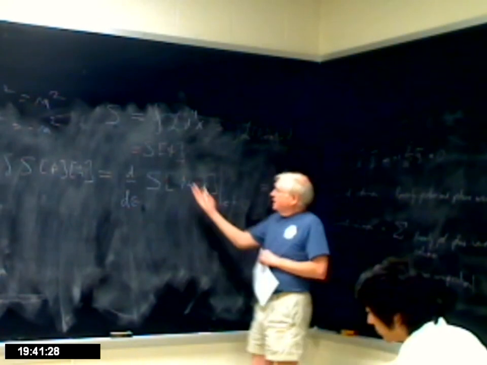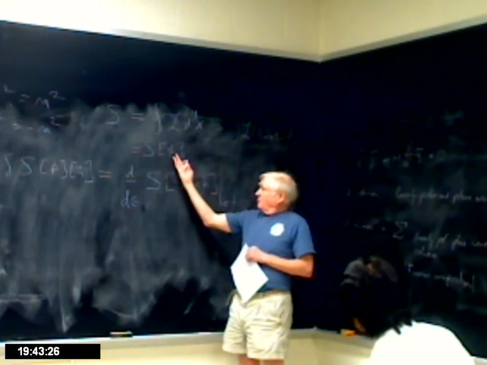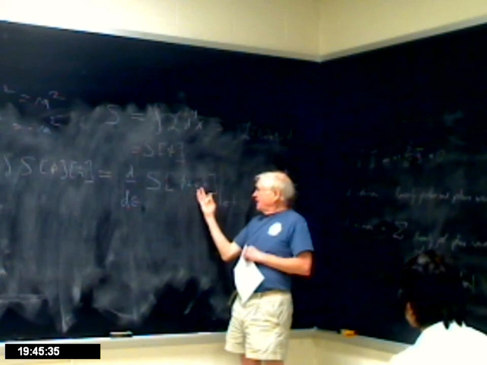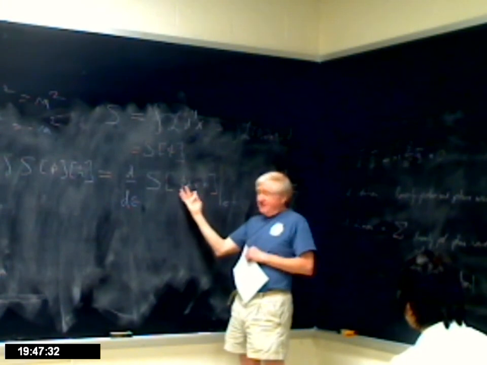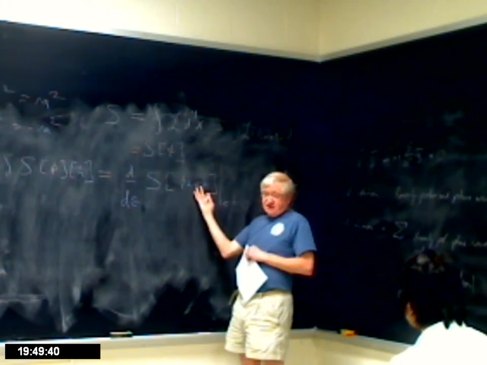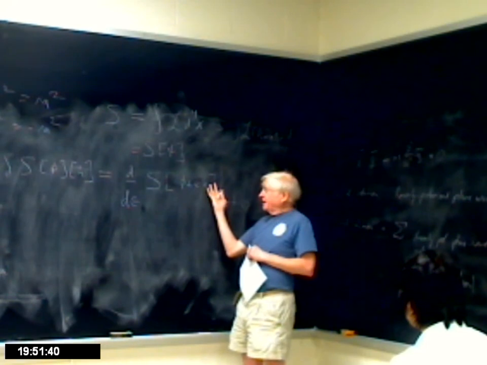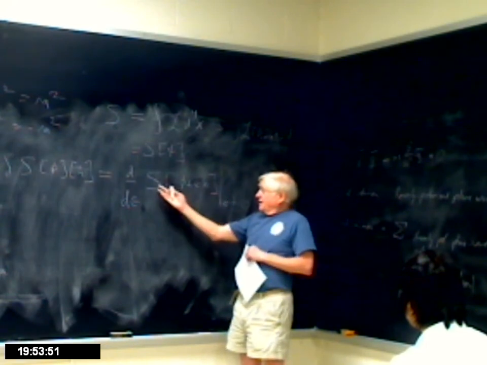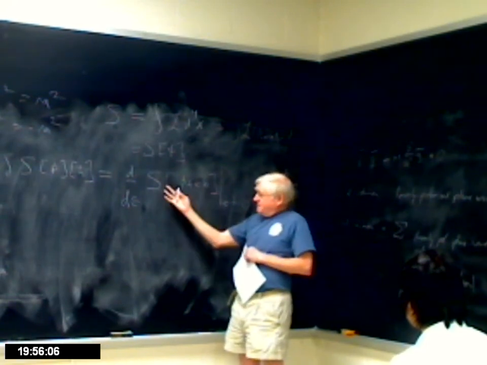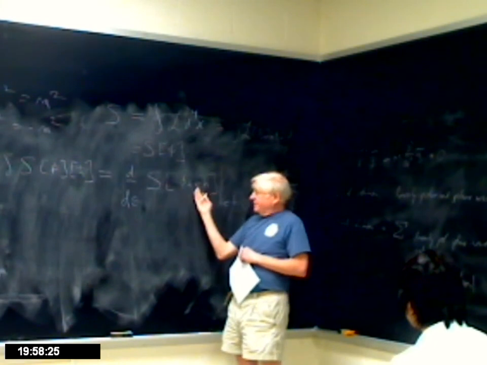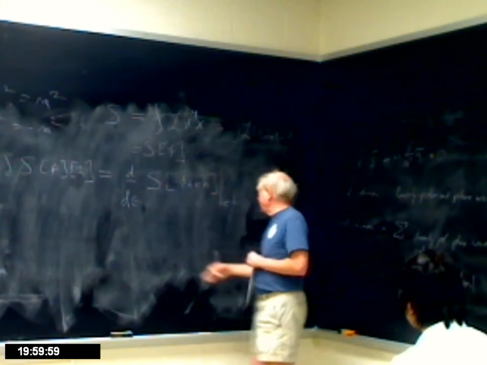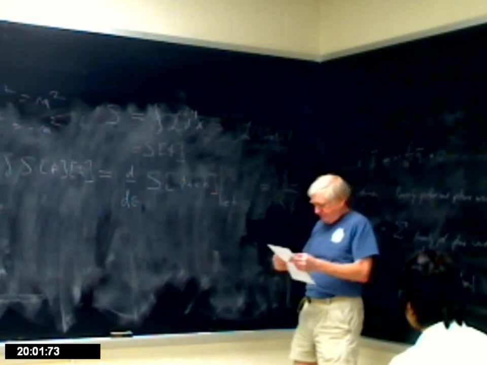In other words, when you have a functional of phi, you change phi by adding to the field phi of x, epsilon, a small number, times h of x. S, the functional, will map that into a number. So this is then a function of epsilon. You differentiate, and that's your functional derivative.